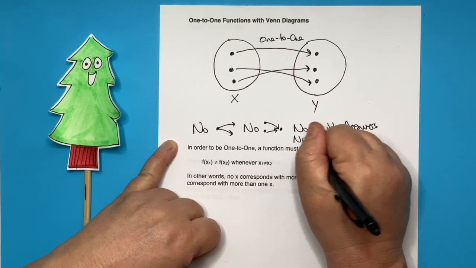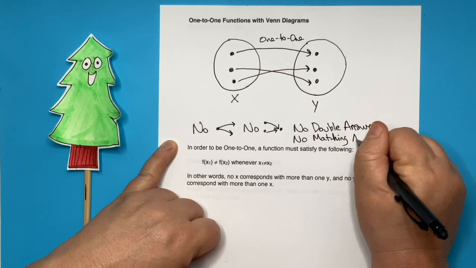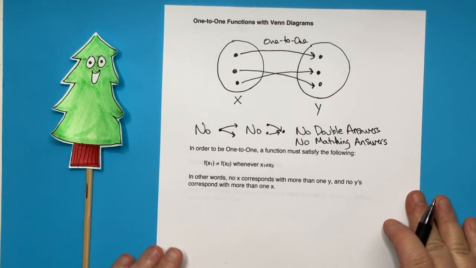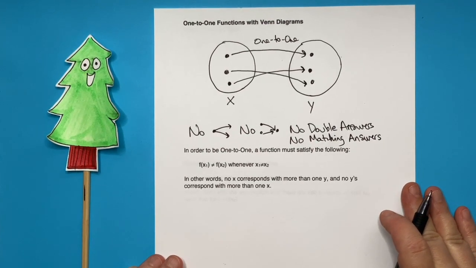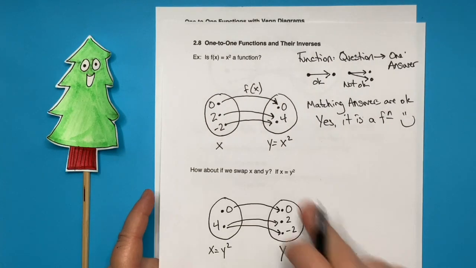And no matching answers. And I think one-to-one is actually pretty good with describing that situation. So this is a special category of functions. Now, is x squared still a function?